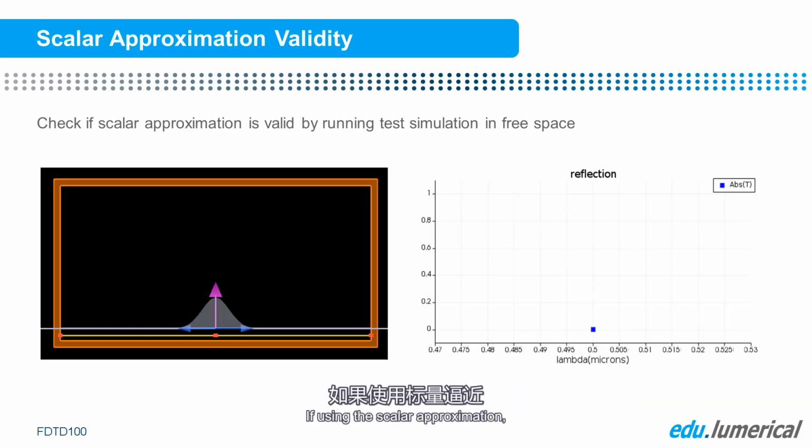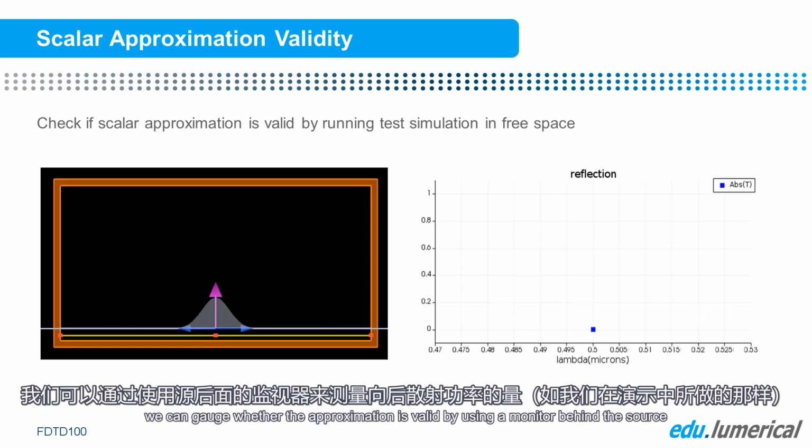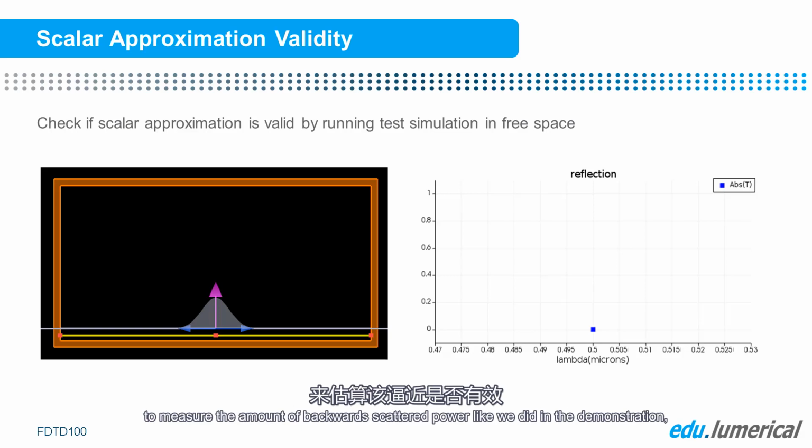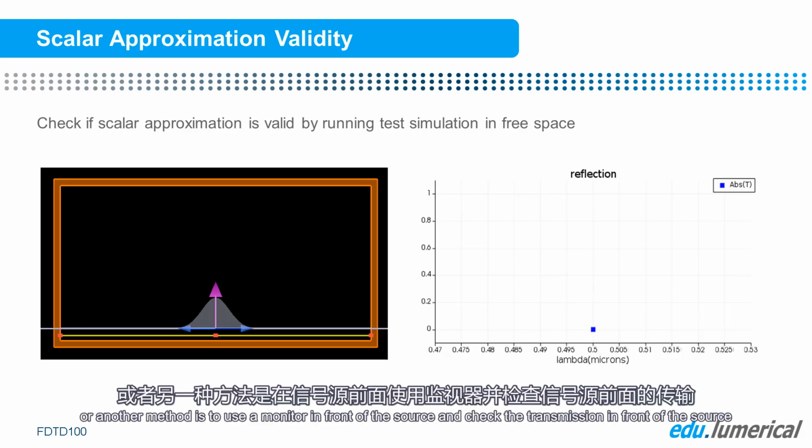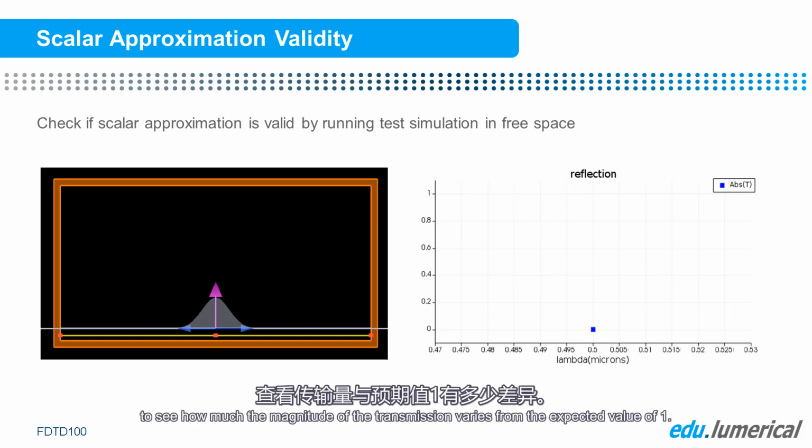If using the scalar approximation, we can gauge whether the approximation is valid by using a monitor behind the source to measure the amount of backwards scattered power like we did in the demonstration, or another method is to use a monitor in front of the source and check the transmission in front of the source to see how much the magnitude of transmission varies from the expected value of 1.